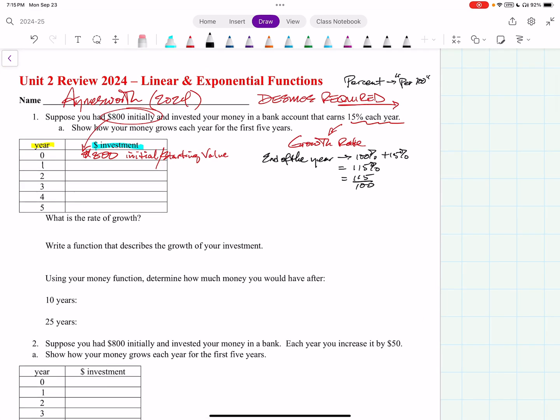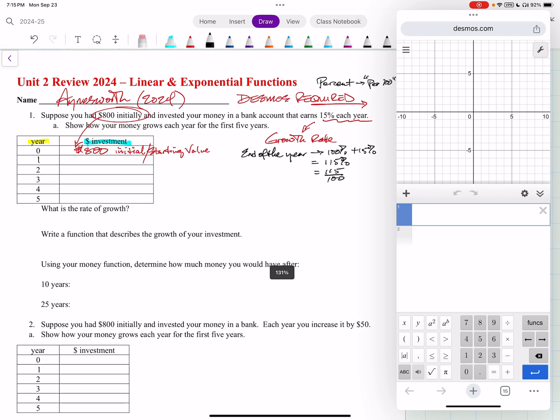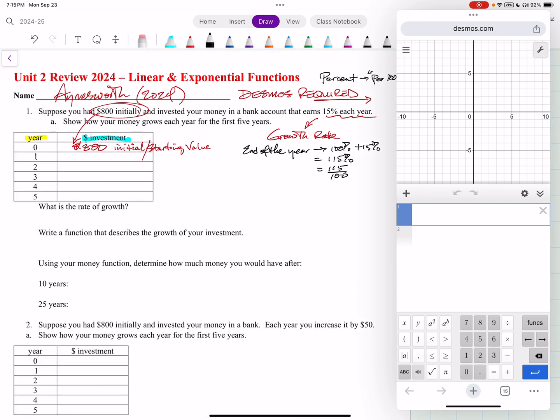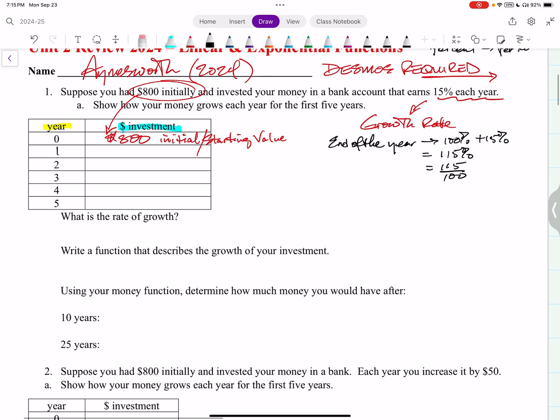Get your calculator ready. If you don't remember how to divide by 100, God help you. Just kidding. You move the decimal place two places left, right? Take 115 divided by 100, and you get 1.15, and that's your growth rate. So we have the b, the base in our exponential function, which looks like this, by the way: y equals a times b to the power of x. That's the exponential function that we've been studying for quite a while.